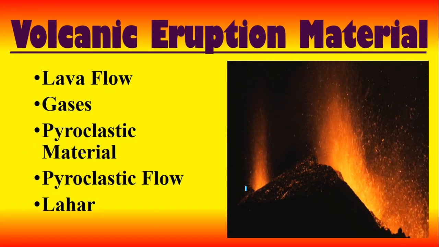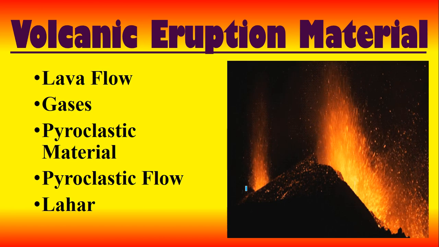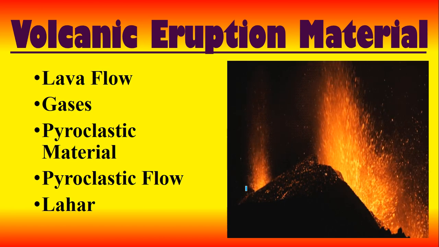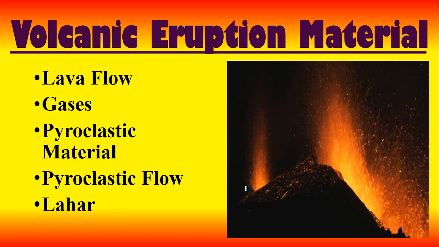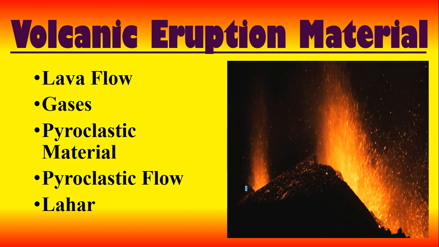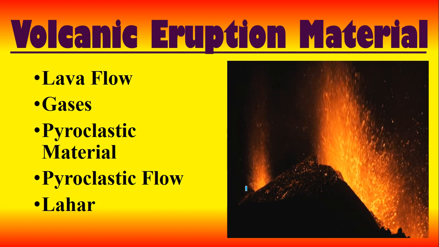Now, when a volcano erupts, there are materials that are sent out. You've got your lava flow, you have your gases come out, your pyroclastic material comes out, a pyroclastic flow could come, and something called a lahar. We're going to talk about them.